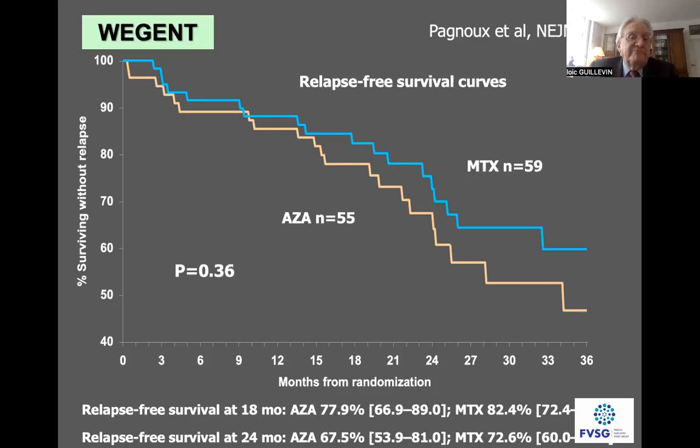But this is a study from my group, and when I look at these results, what I see is that after 3 years, half of the patients have relapsed, which is not a very good result. It is not acceptable. The conventional immunosuppressant to maintain the remission is not a very good treatment.